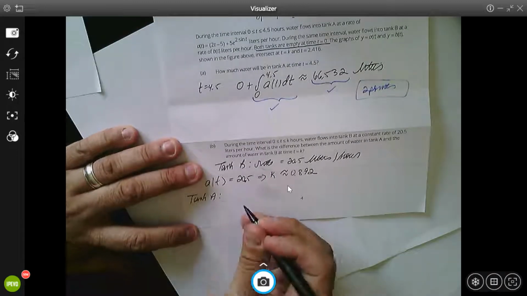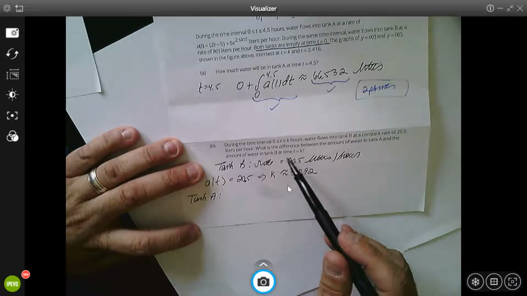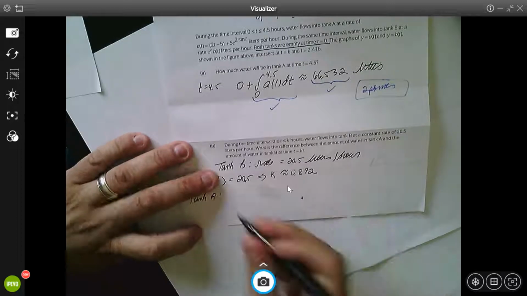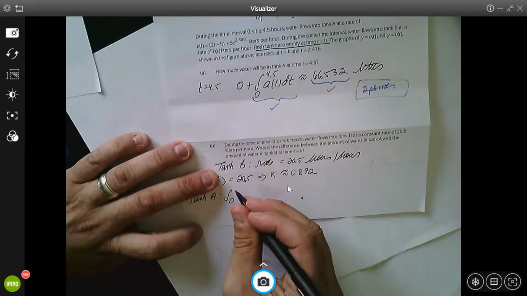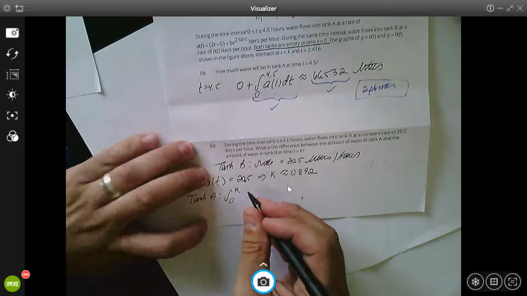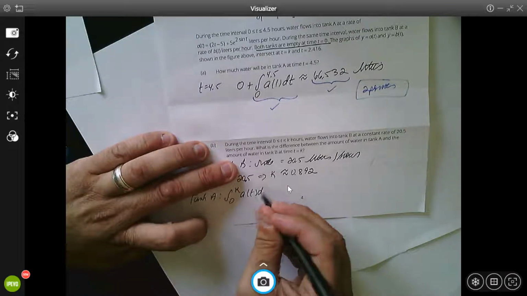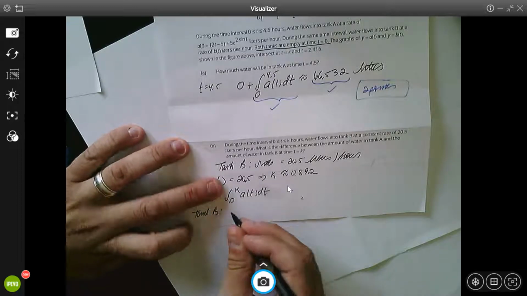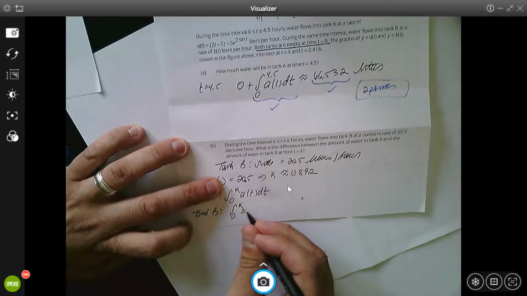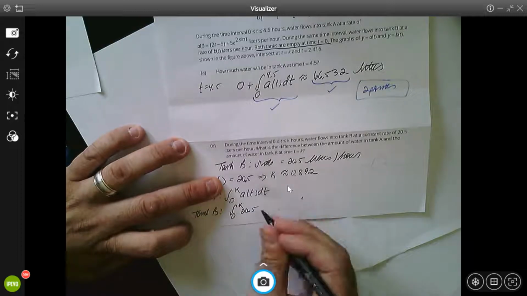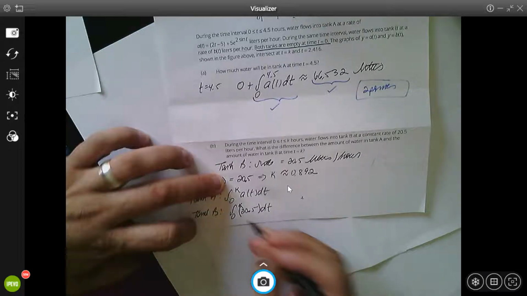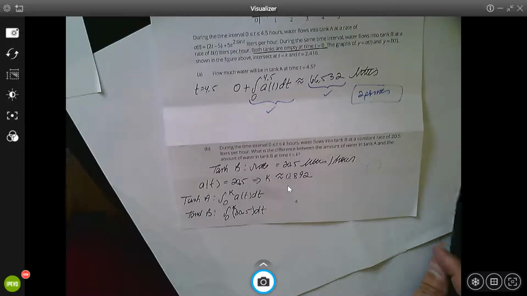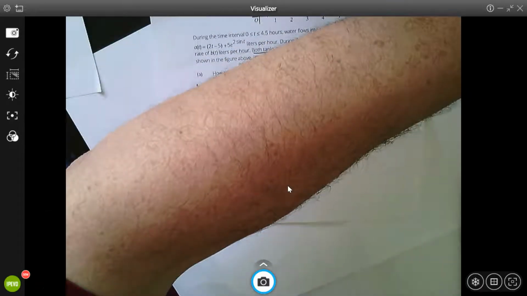Now for tank A, they want to know the difference between the amount of water in tank A and the amount of water in tank B at this particular time. Well, for tank A, I'm integrating from 0 to k my function A of t dt. For tank B, I'm integrating from 0 to k 20.5 liters per hour every hour on this time interval. And I want to find the difference between those two. So let's do it.